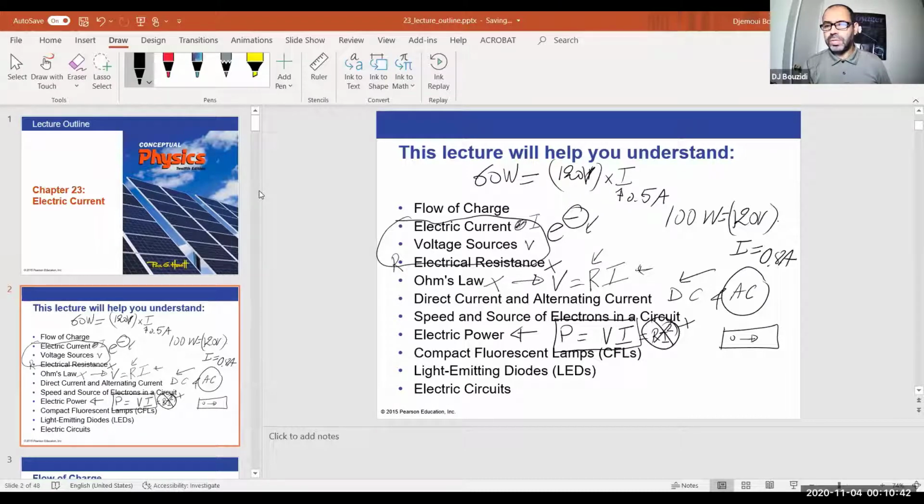So which one is brighter? Of course, the one that has a higher current. The 100 watts is brighter than the 60 watts. 60 watts has less current in it than the one that is 100 watts.